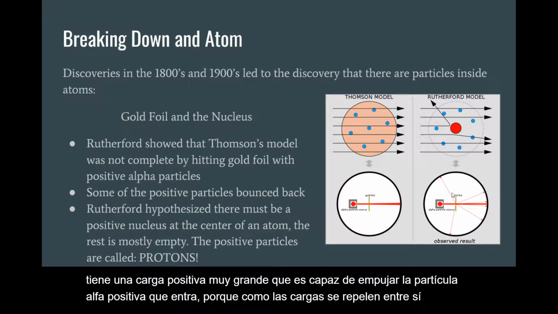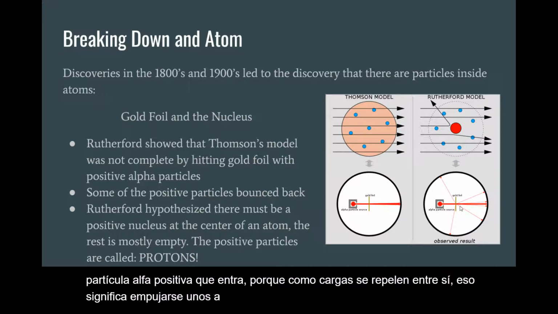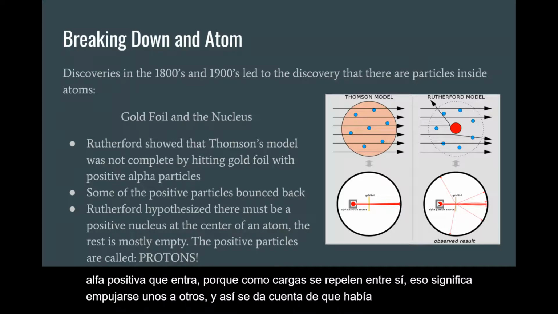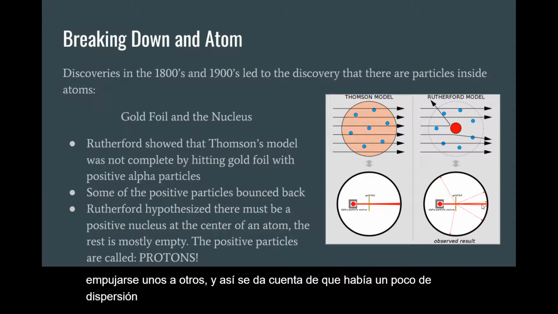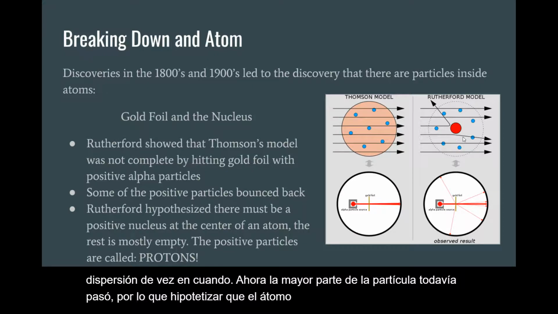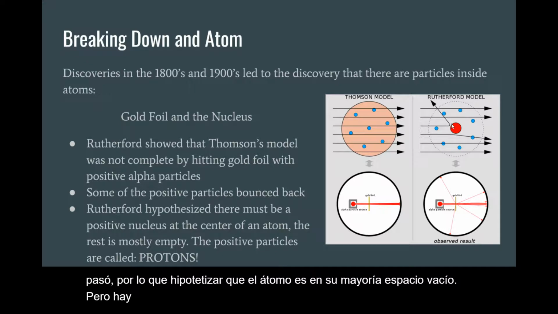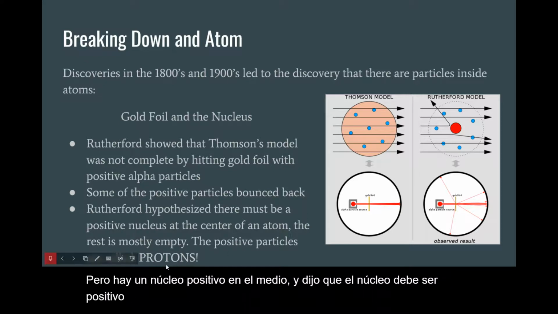And so he noticed that there was a little bit of scattering every now and then. Now, most of the particles still went right through. So he hypothesized that the atom is mostly empty space, but there's a positive nucleus in the middle. And he said that the nucleus must be positive, and he called those positive charges protons.